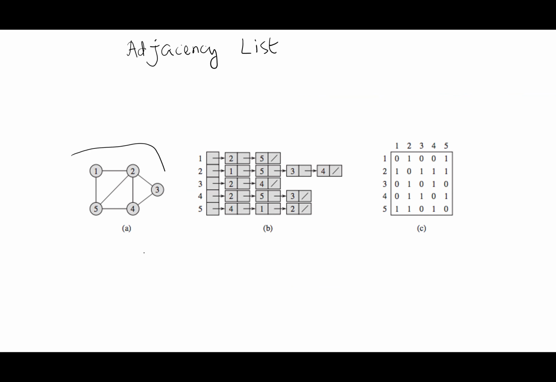So here is our graph, and you see the adjacency matrix. The adjacency matrix representation of this graph is this. But the thing is, most of the graphs in the real world are not dense. They are sparse graphs.